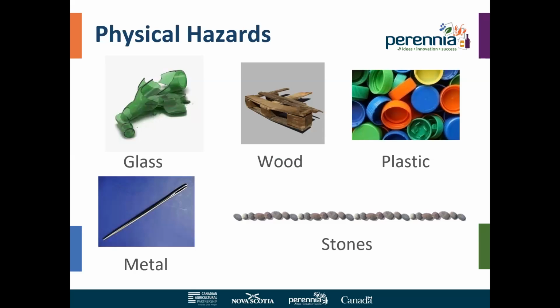So what are some physical hazards? Some physical hazards are glass, wood, plastic, metal, stones. The glass can come from cars driving by your fields and throwing bottles, and then you have glass in your fields. It can come from the pallets that you're using to put your product on, so splinters or nails. We know about the needles being put into potatoes in the past. So these are some examples of physical hazards.